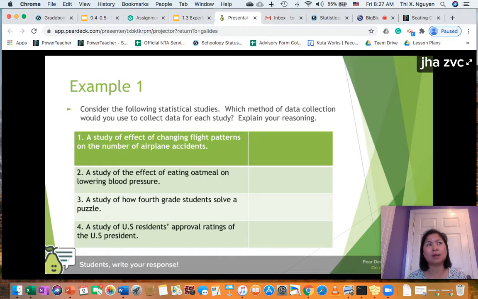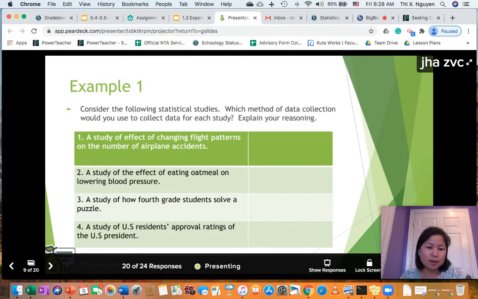At the end, it's not like you have a question to start. Like over here, number 2, you say, does oatmeal lower blood pressure? And then you test it. For number 3, you don't really have any question for it. Like, okay, I just want to see how a 4th grader solves a puzzle, right? So number 3 is observational. I saw some of you say survey. It's not a survey because you're not asking questions or anything. You're just there to record the information.